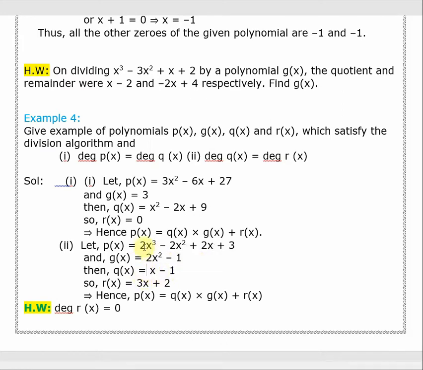Not only that, we have taken this equation such that the remainder coming is 3x. That means the remainder has a power of x as 1. So it matches the condition: the degree of qx, which is x to the power 1, is equal to the degree of rx, which is x to the power 1 once again. Now this is one more example.